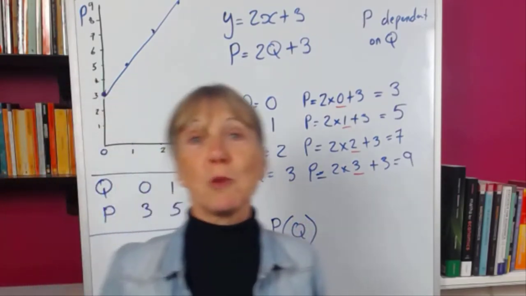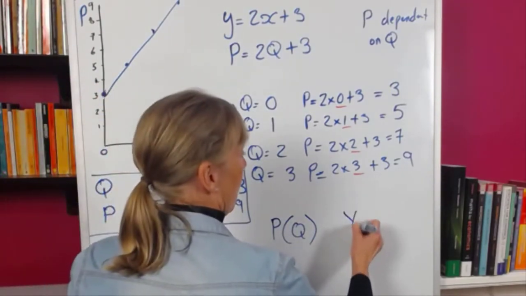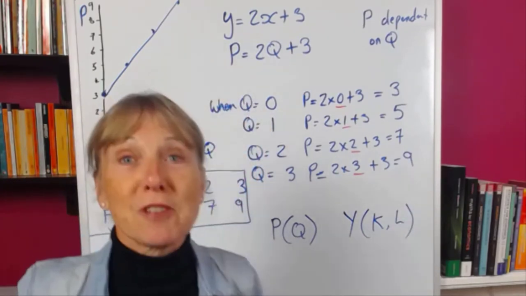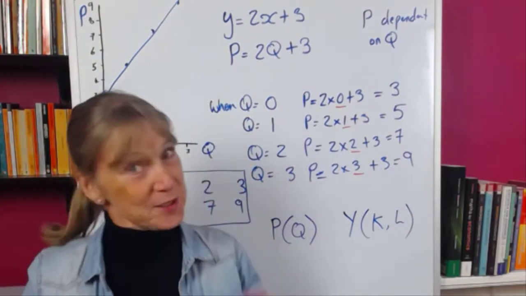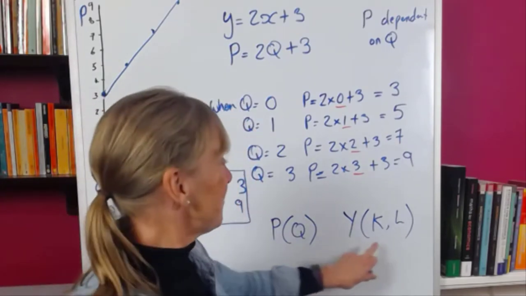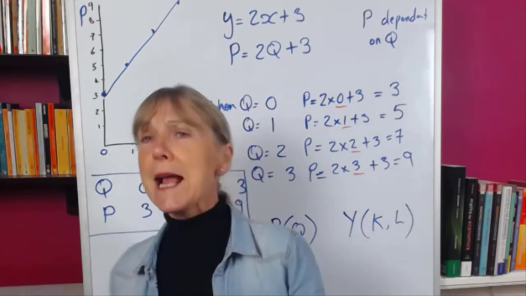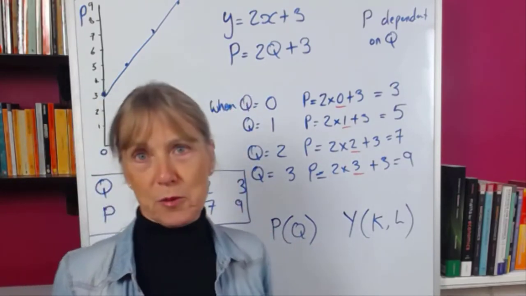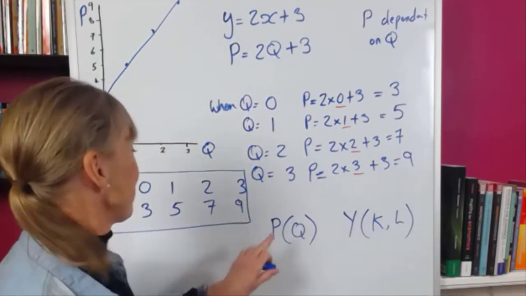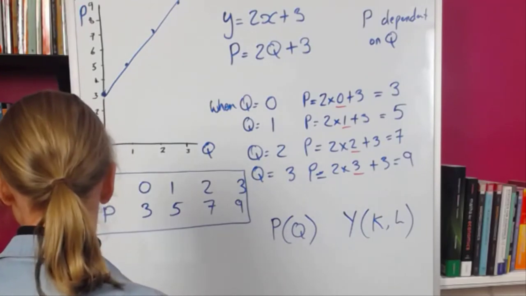Now later on in your economics, you will have functions of more than one variable. Here's one that you will definitely see. You'll see it in my module, and you'll certainly see it in other modules, where output of a company is a function of capital and labour. We have to look at values of capital and labour to determine the output, but that's so much later. At the moment, we're just looking at functions of just one variable.